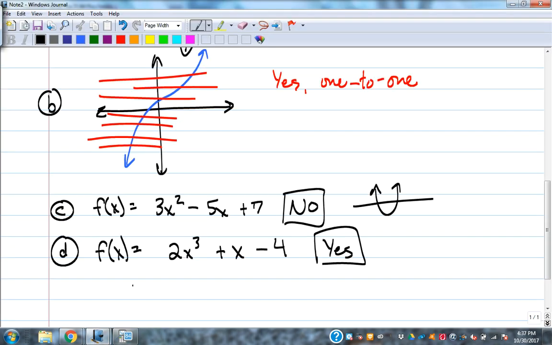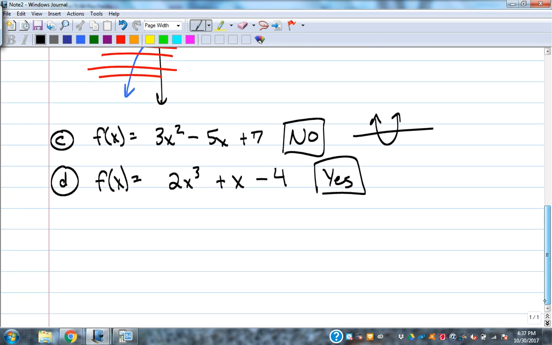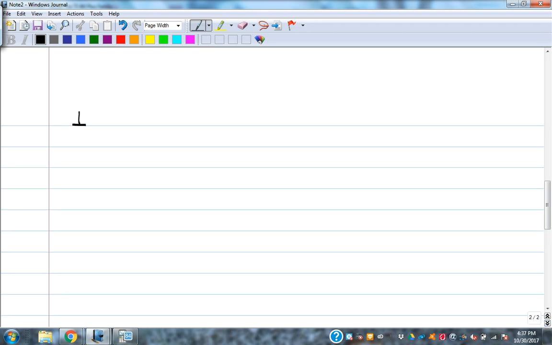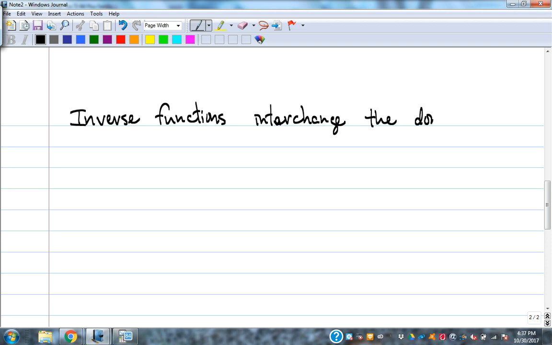All right. So inverse functions. What are they? So here we've decided what one-to-one functions do. Let's talk about inverse functions. Inverse functions interchange the domain and range. Okay. They swap x and y, basically, is what you want to remember. Inverse functions swap x and y.